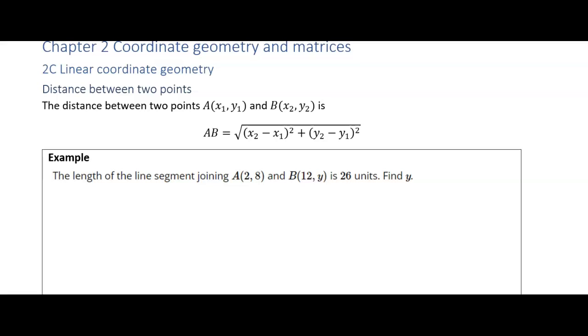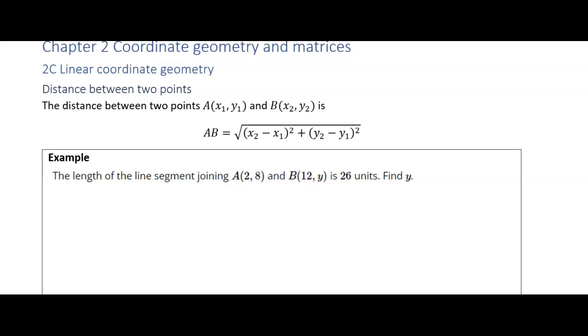Hello everyone, in this video we're going to go through 2C, linear coordinate geometry. So looking at just linear graphs basically and applying things like the distance between 2 points formula, which you can see on your screen, the midpoint formula, understanding parallel and perpendicular lines and the gradient of a line. So this topic shouldn't be new to you.